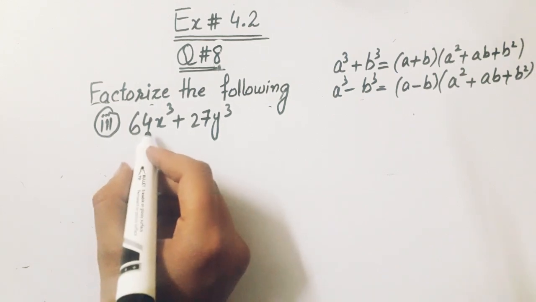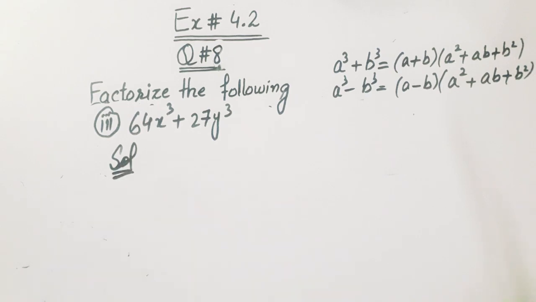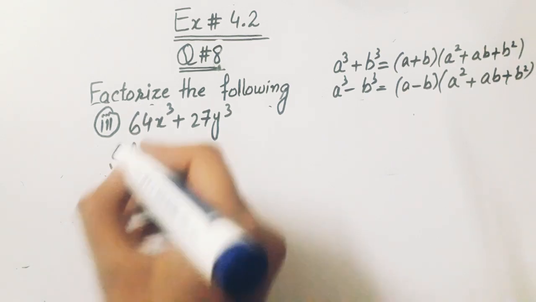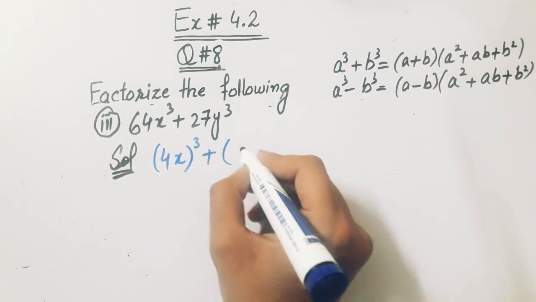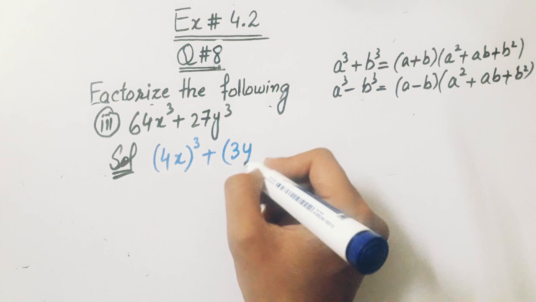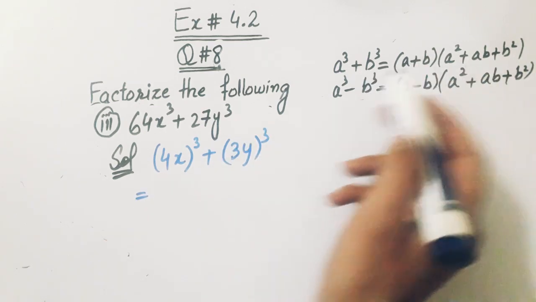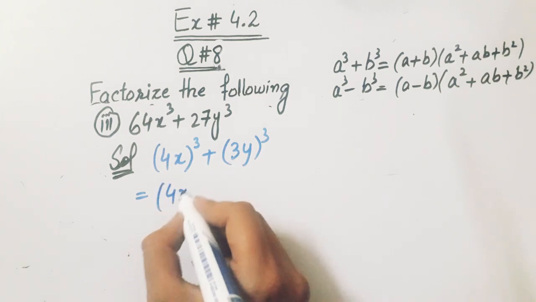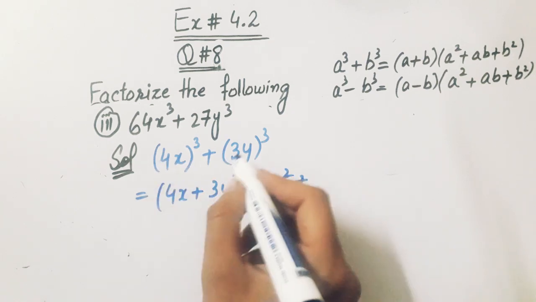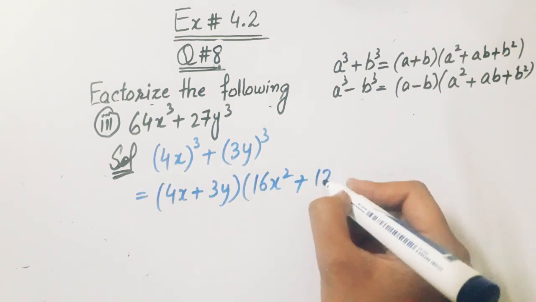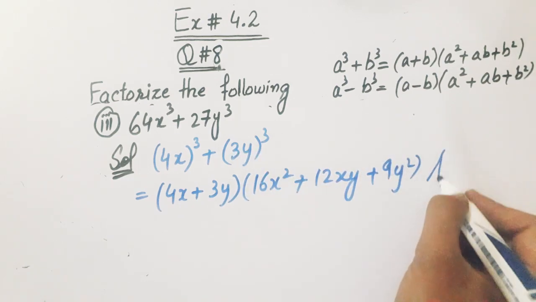Now we have the third part, 64x cube plus 27y cube. We will solve this. 64 is the cube of 4 and x cube is the cube of x. 27 is the cube of 3 and y cube is the cube of y. So we will write this as a plus b into a square plus ab plus b square. So 4x plus 3y. Then square the first term, that is 16x square, then multiply both these, this will become 12xy. Then square the last term, that is 9y square. So this is the final answer.